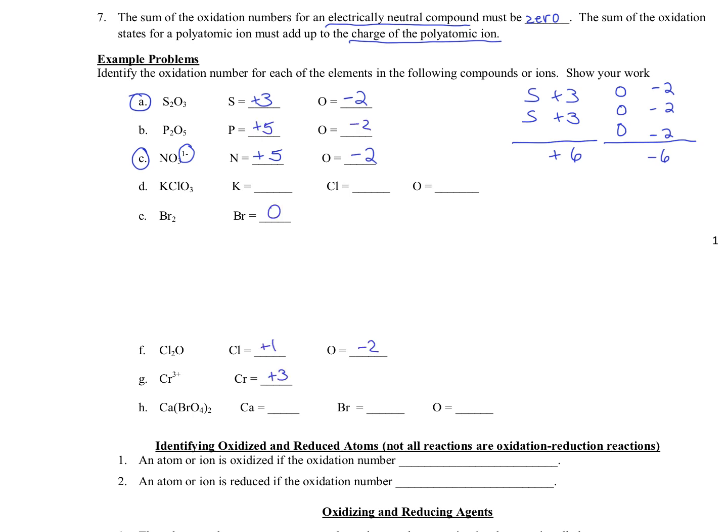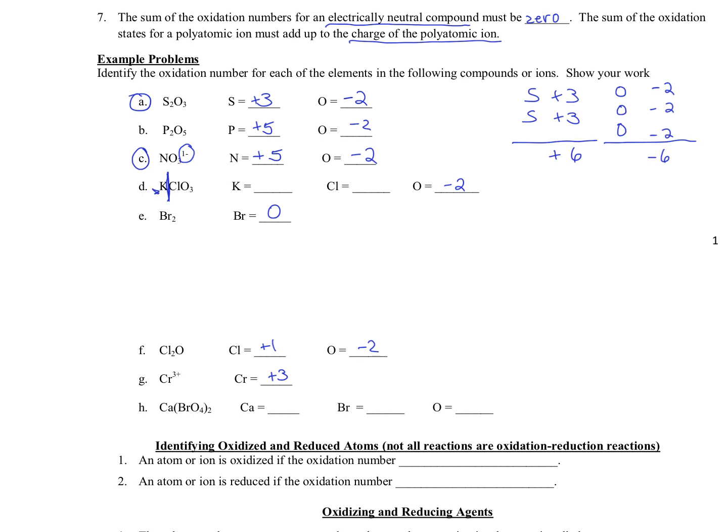Okay, hopefully letter B was fairly easy for you to do. Oftentimes people get stuck on letter D because they're not sure how to combine all the rules above. I pretty much always assign oxygen first, which will be -2. And when I look at this compound, I know that this is an ionic compound that has 2 ions, a potassium ion and a chlorate ion.